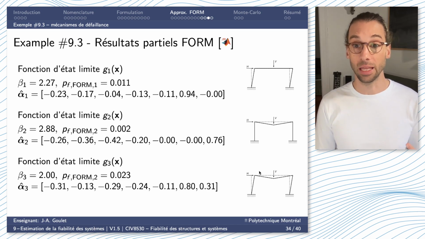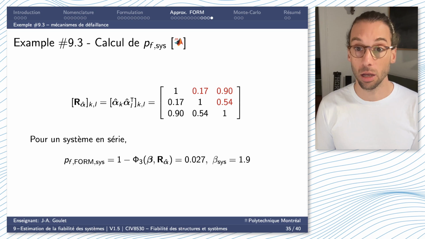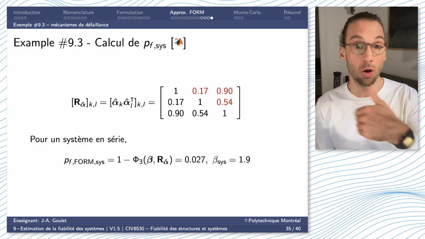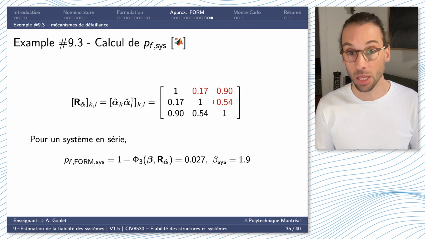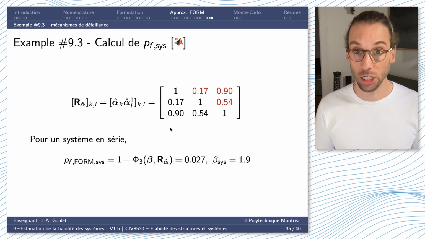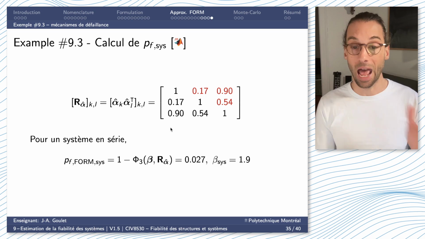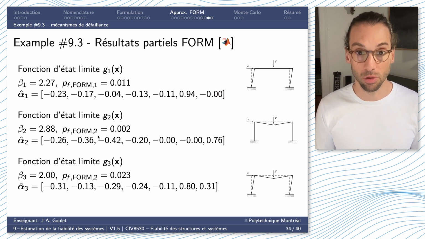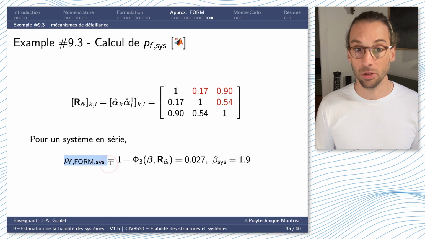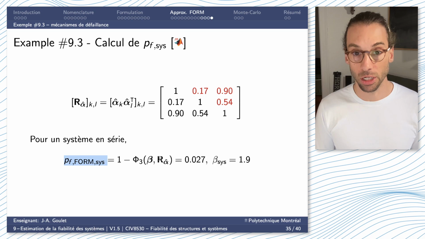And how do we handle this? Using a series problem. So either one can happen, or 2, or 3, or all 3 simultaneously. To compute that probability of failure, we need to compute our correlation matrix by taking the product of our alpha vectors obtained from the FORM analysis. In that case, my system FORM probability of failure is going to be 1 minus that 3-dimensional CDF with correlation matrix R alpha, evaluated at the beta vector.